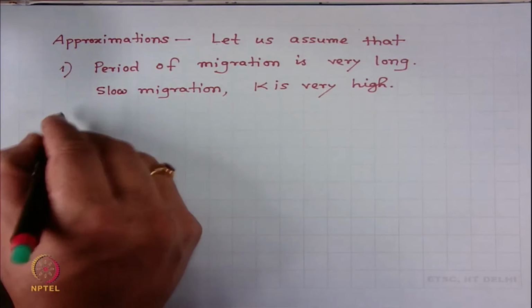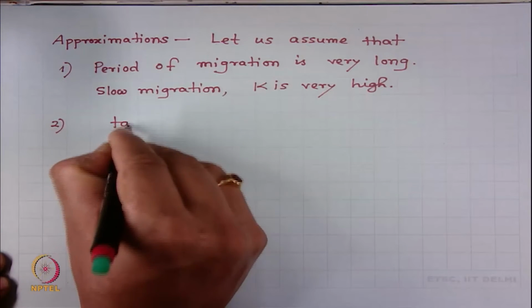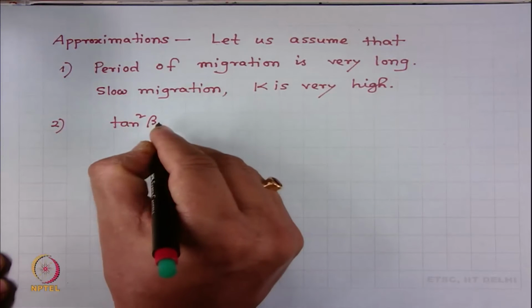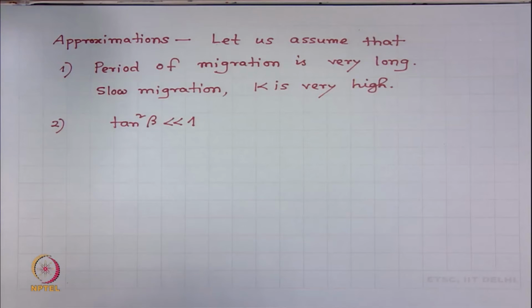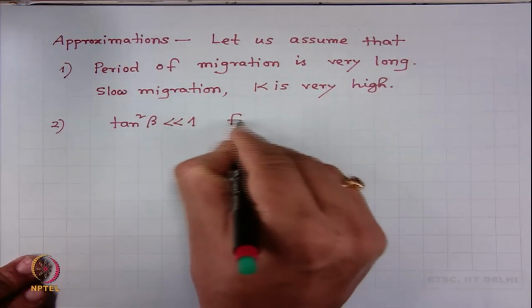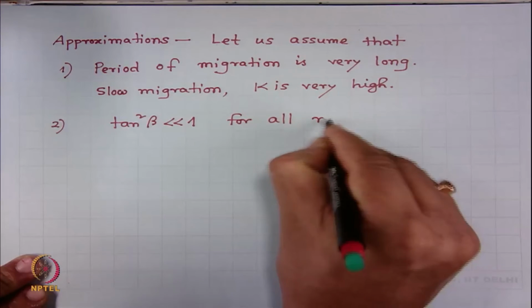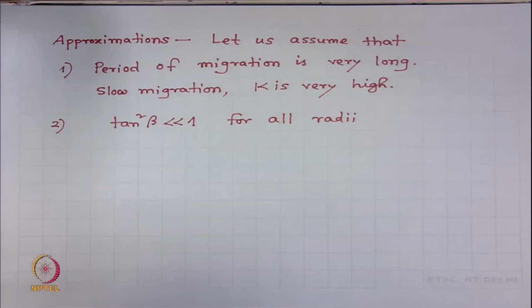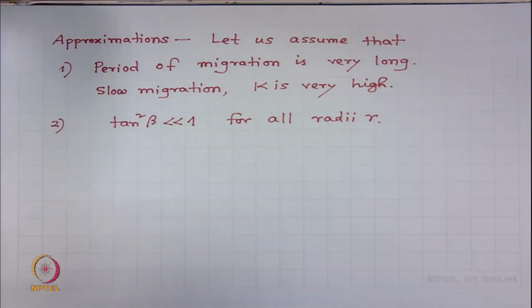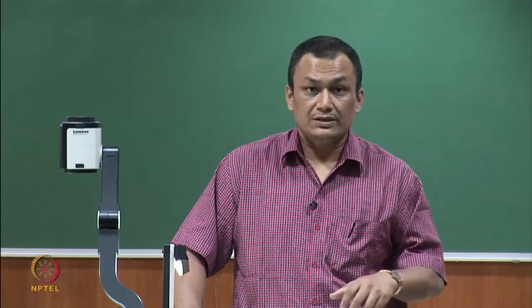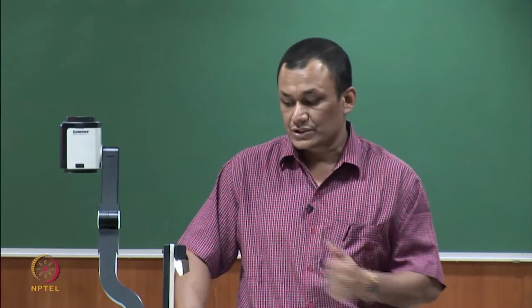Second, we assume that tan square beta is much less than 1, a very small value, much less than 1 for all radii R. So, we here introduce two approximations and we would like to know what is the implication of these approximations.